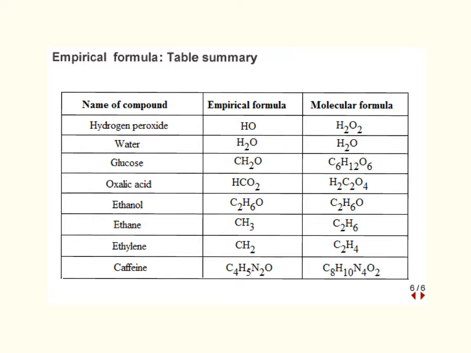But at other times, they're different. For example, glucose's empirical formula is CH2O, while the molecular formula is C6H12O6. Please don't take the time to copy this table down. A lot of you already did in the last screencast. Just make sure you understand that the empirical formula is the lowest whole number ratio of atoms, while the molecular formula is the actual number of atoms in a compound.